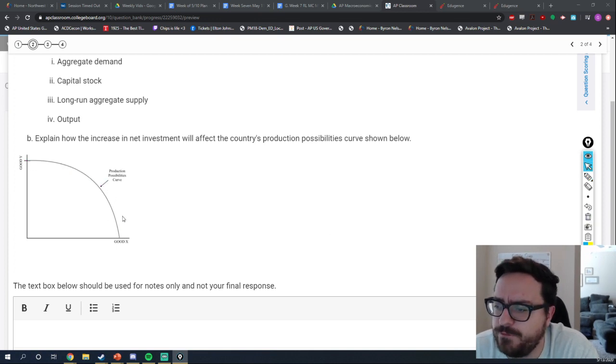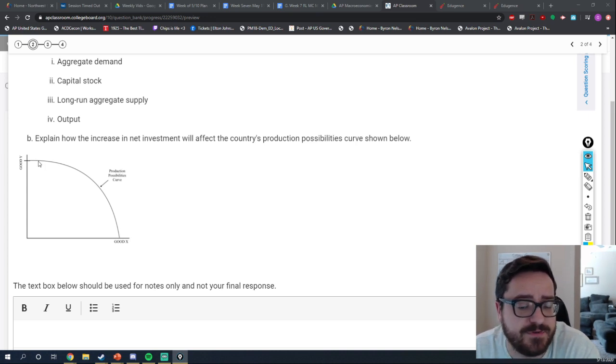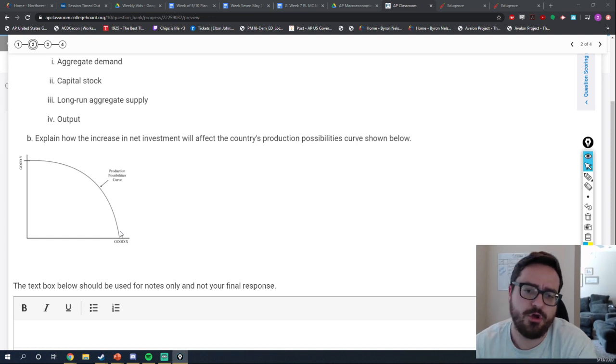And then the shape of the curve thing which came up was this shape, a bowed out curve, represents increasing opportunity cost, which happens if these two goods are different. Like if you got two goods that are really different, then switching from making one to the other won't be like a 1 for 2 every time situation.